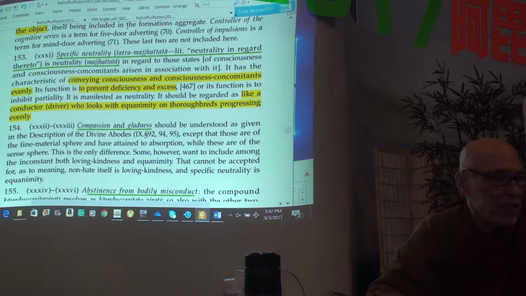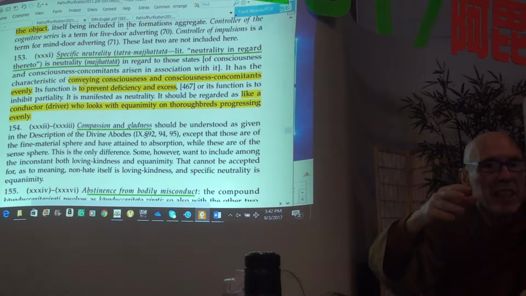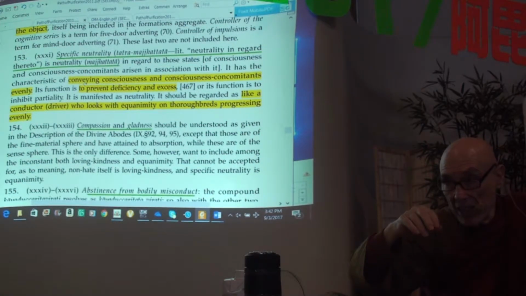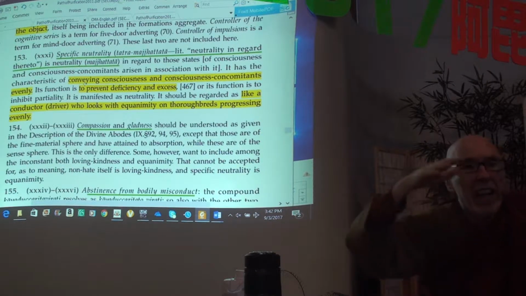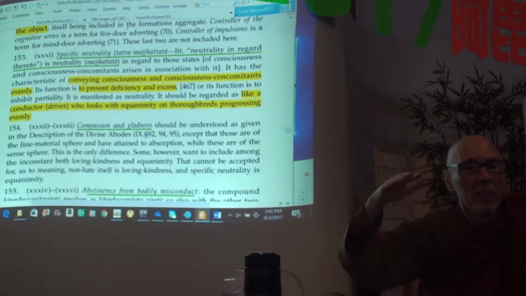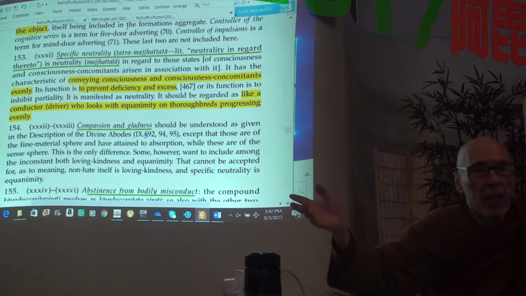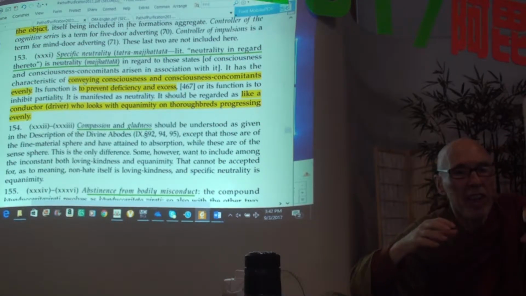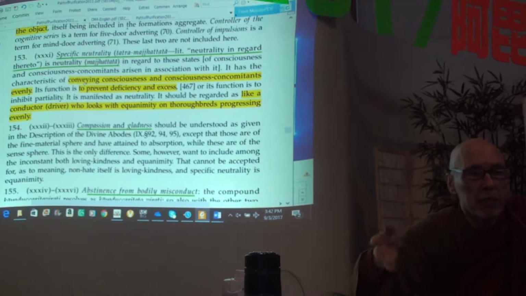And this factor of specific neutrality is equanimity in the higher contemplative sense, rather than equanimity simply as neutral feeling. So this is equanimity as balance of mind, the mind which veers neither towards pleasant objects nor painful objects, the mind which is not attracted and not upset by gain and loss, fame and obscurity, praise and blame, pleasure and pain.